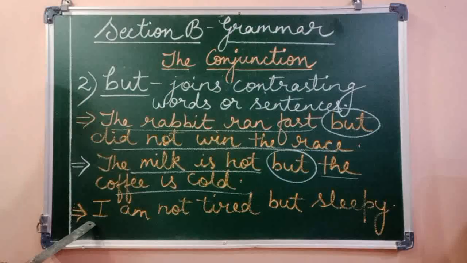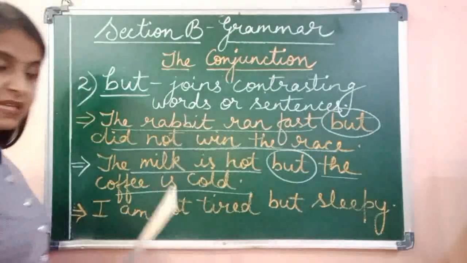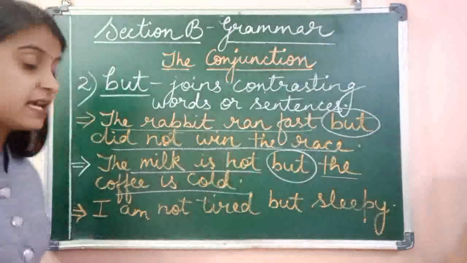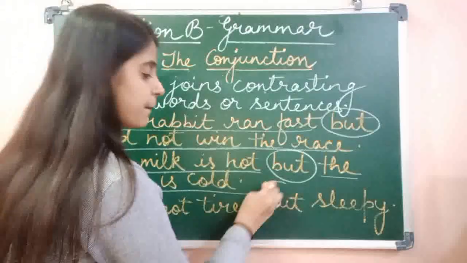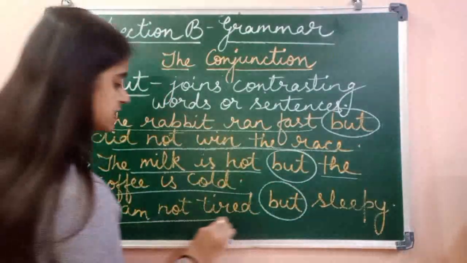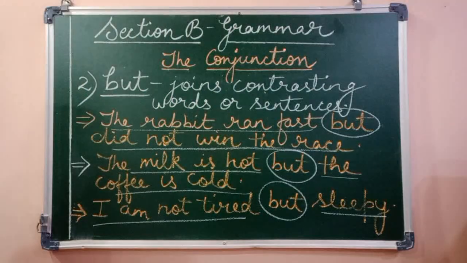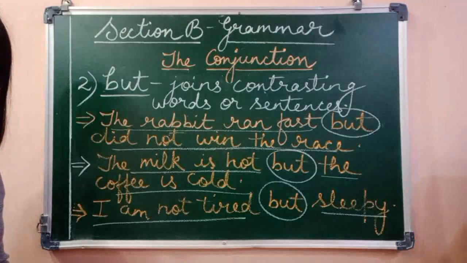Right. Third example. I am not tired, I am sleepy. So two opposite ideas. Again, these two sentences will be joined using the conjunction but. I am not tired but sleepy. I hope it is clear to you children. But joins contrasting words or sentences.